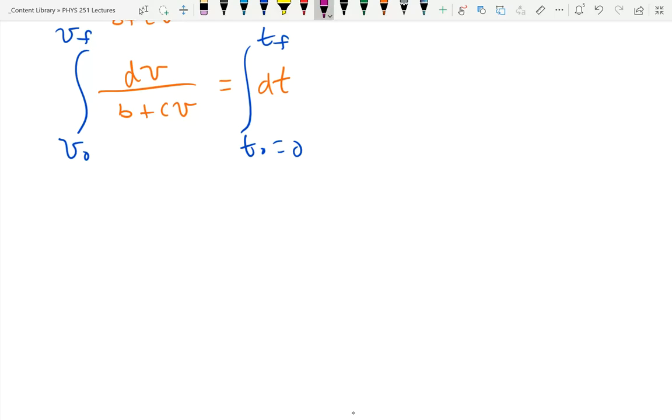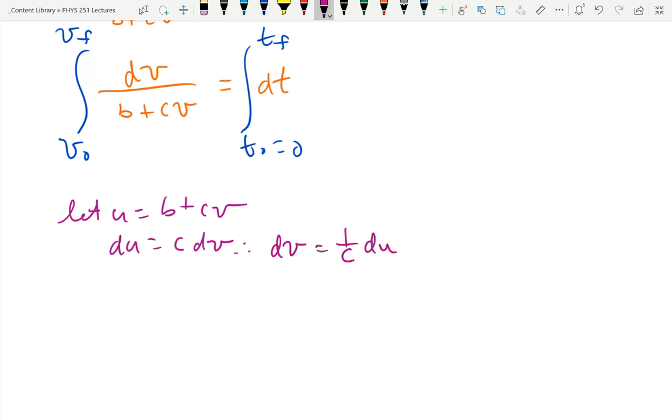So let u equal b plus cv. So du is equal to c dv. And you'll remember last time I screwed up at this point from last class period. That's what I forgot to do. dv is 1 over c du. I just replaced dv with du instead of forgetting the 1 over c part. And that's the whole reason of using the u substitution, so you don't make that mistake.